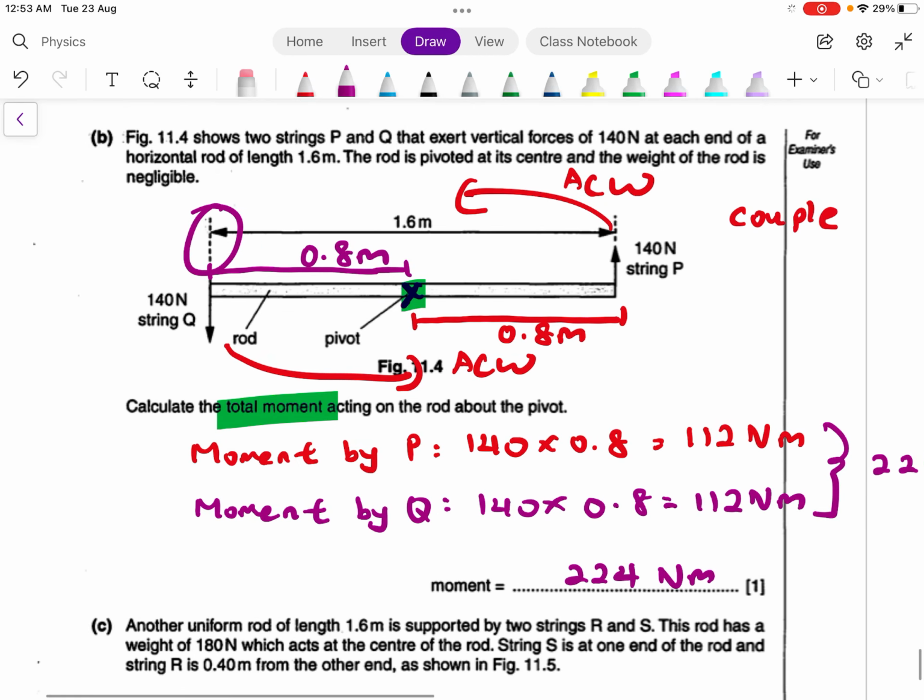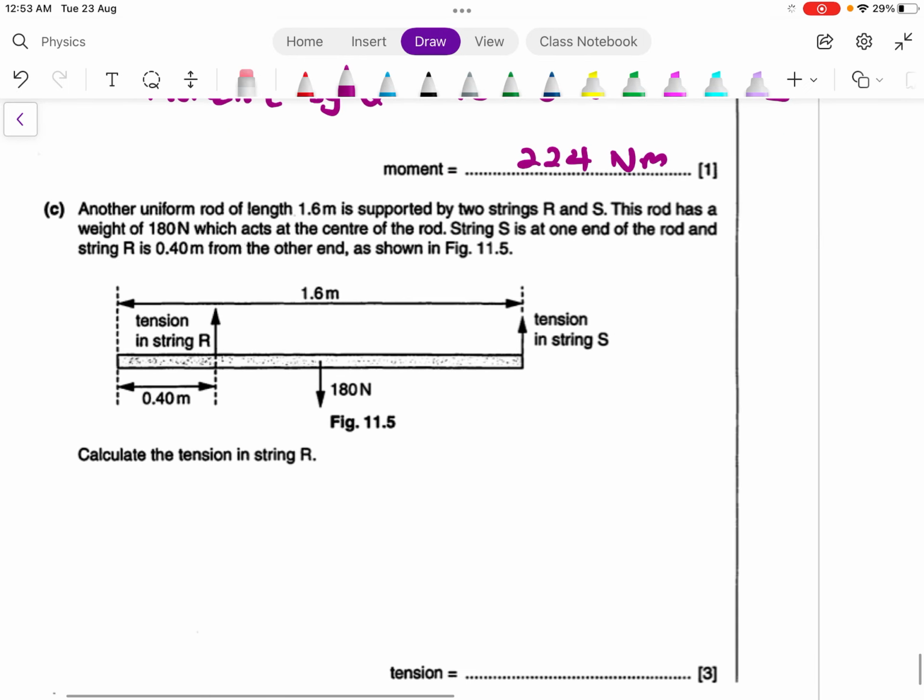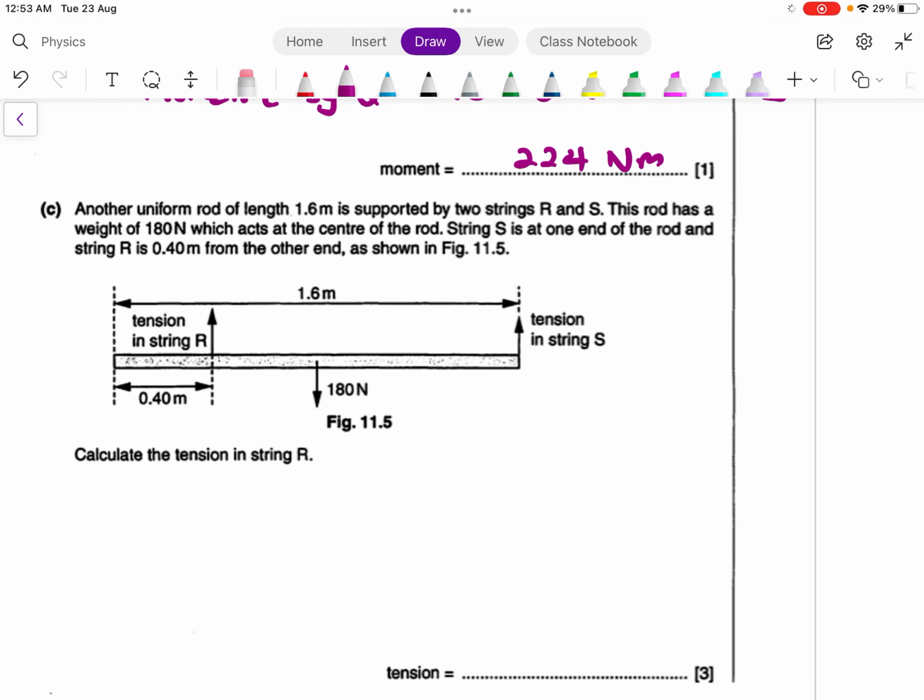Okay, so next thing is, this one is a bit more challenging. They say that another uniform rod of length 1.6 meters is supported by two strings, R and S. This rod has a weight of 180 Newton, which acts at the center of the rod. String S is at one end, and string R is 0.4 meter from the other end. So calculate the tension of string R. So they want to calculate what this string R force is.